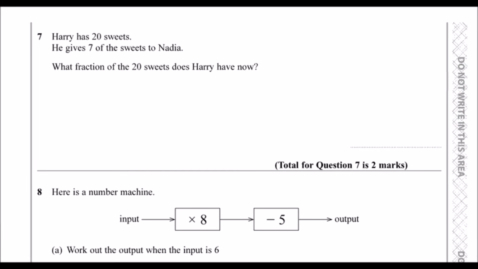Question 7. Harry has 20 sweets. He gives 7 of the sweets to Nadia. What fraction of the 20 sweets does Harry now have? So he had 20. He gave 7 away, so he has 13 sweets now. What's that as a fraction of 20? What's that out of 20? So 13 20ths. He has 13 sweets out of 20 sweets in total.